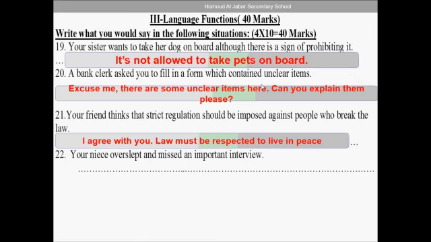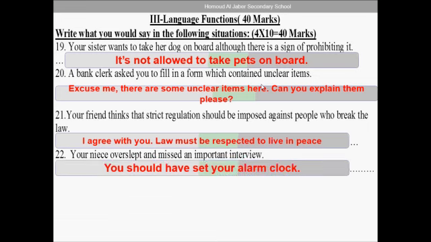Now let's move to the last question in the language functions or situations. Your niece overslept and missed an important interview. بنت أختك نامت لفترة طويلة أو تخطت الموعد المحدد في النوم وفاتها موعد هام. Overslept. You can say here this another answer. You should have set your alarm clock. كان من الواجب أن تحددي وقت عن طريق المنبه وهكذا.